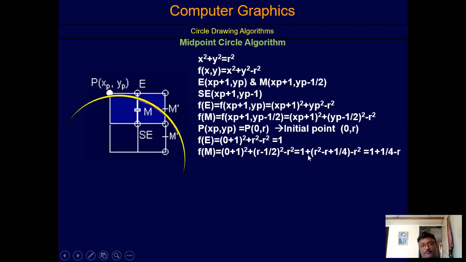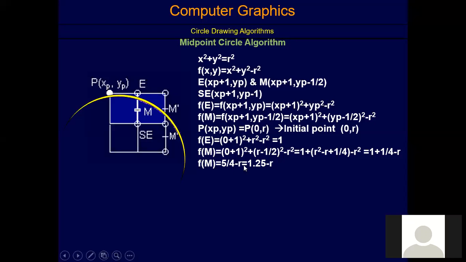So that becomes 1 plus r square minus r plus 1 by 4, because I have to expand this. Now minus r square. So this will become 1 plus 1 by 4 minus r. So that is the M value. That is the initial point value, which becomes 5 by 4 minus r, that is 1.25 minus r. This is my first point. What is my first parameter?